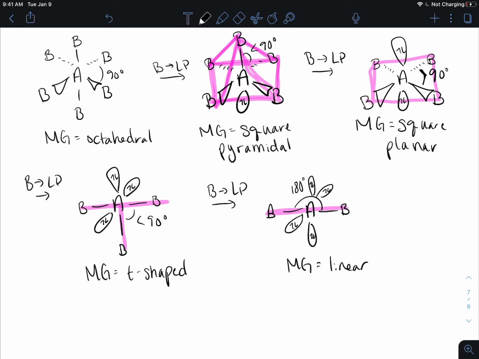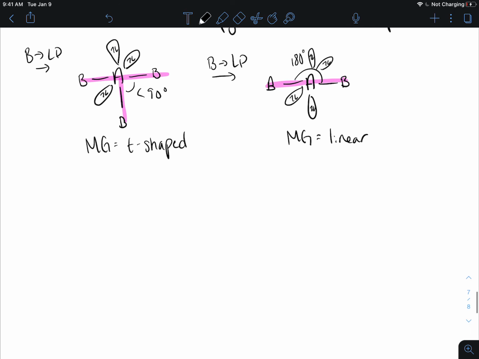In the PowerPoint and on the worksheet, you can see a summary of all of the molecular geometries and electron domain geometries. So make sure to check those out so that you can follow through and have a full summary of all the electron domain geometries and molecular geometries. Okay, so just a couple more things I want to talk about.